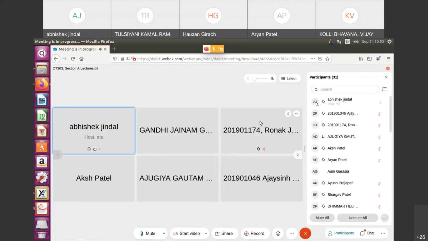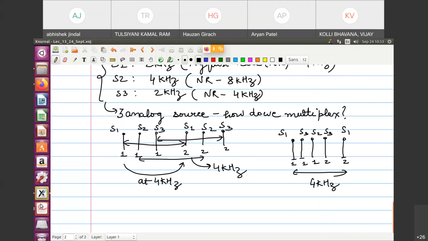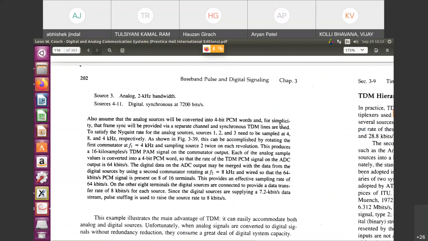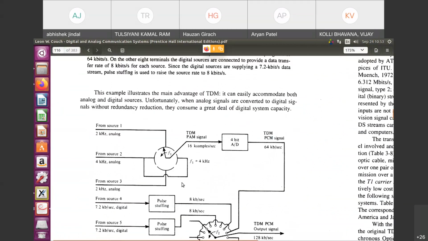If you have any comments to make on this, you are most welcome. You can just go through and read it. I think the midsem exam is very, very nearby. If you have gone through it, then it's good. If you have not, then please do go through it. This is a very simple system, only one example which I have discussed in this class.